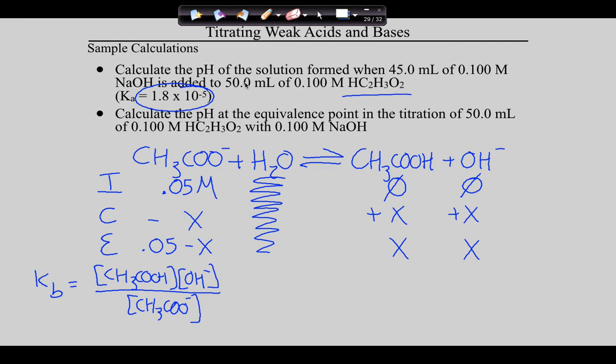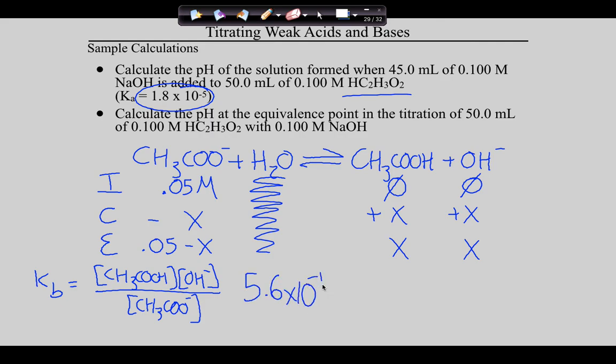So understand, you don't have to write out Kb is equal to, how does that go? The general form. HB plus OH over B minus, you don't have to do that. Okay, all right. So with that said, 1.8, no, what was it?